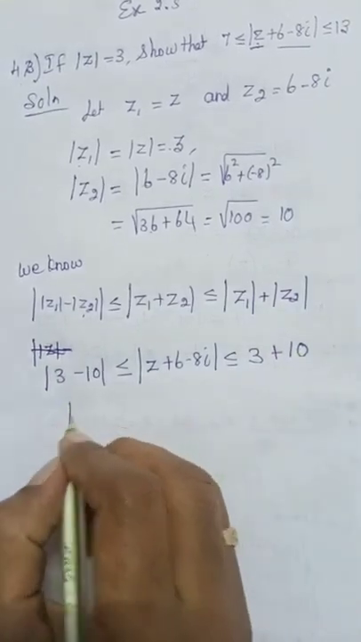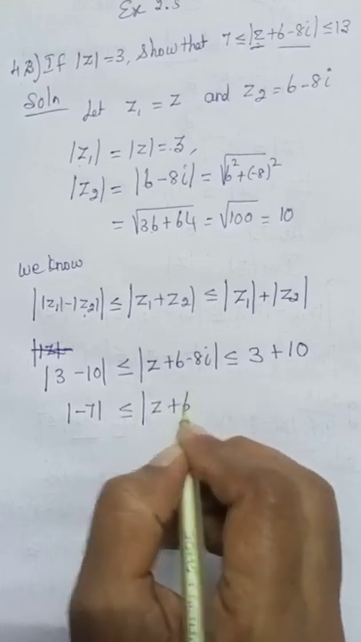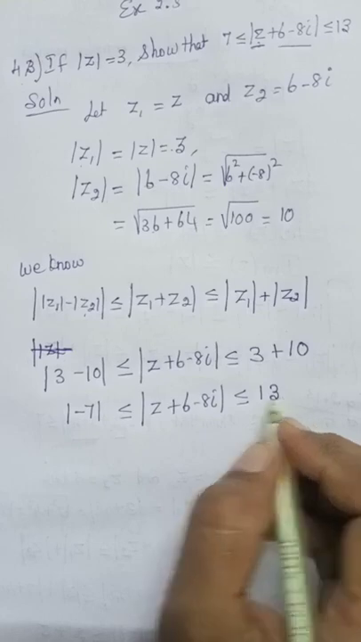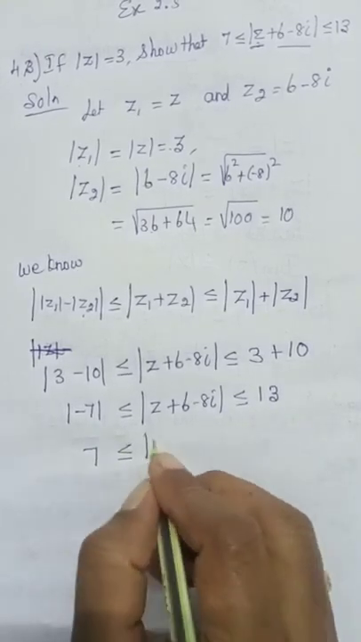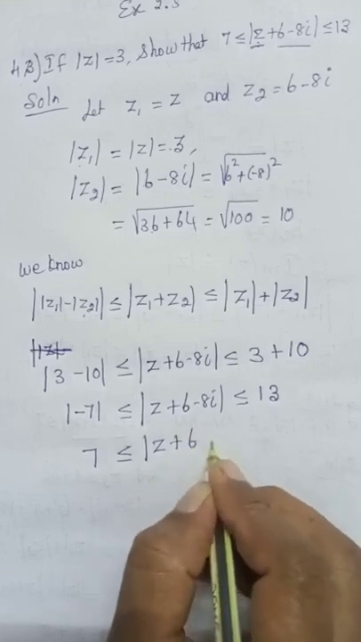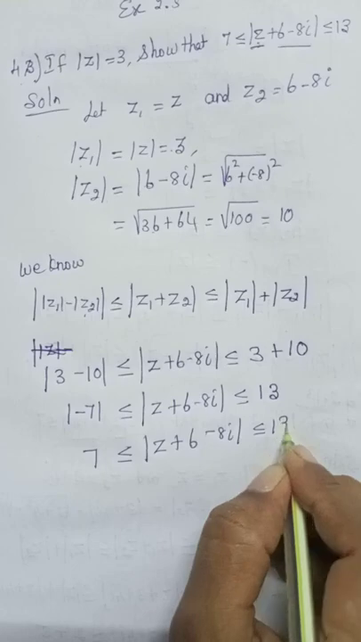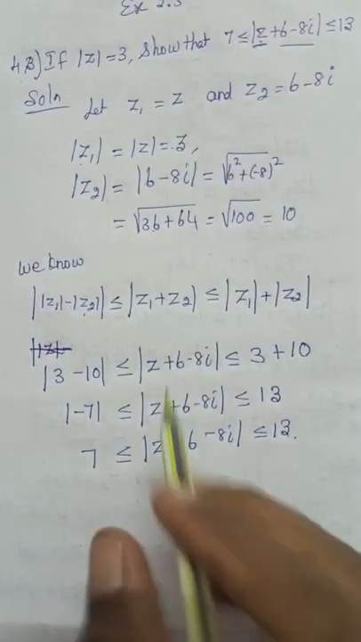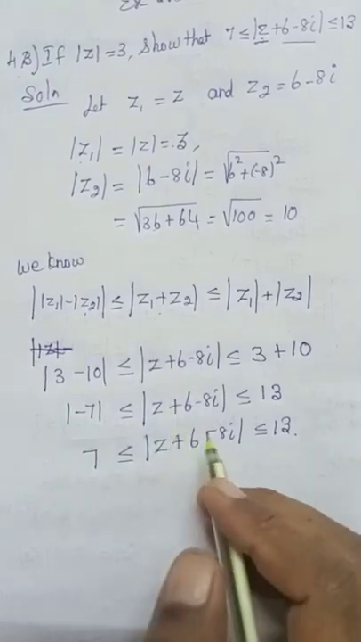So this is 3 minus 10, which is minus 7, less than or equal to modulus of z plus 6 minus 8i less than or equal to 13. Now modulus of minus 7 is plus 7, less than or equal to modulus of z plus 6 minus 8i less than or equal to 13. So if you know this property, it will be easy for us to prove.